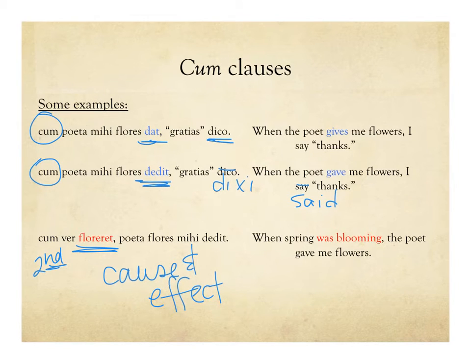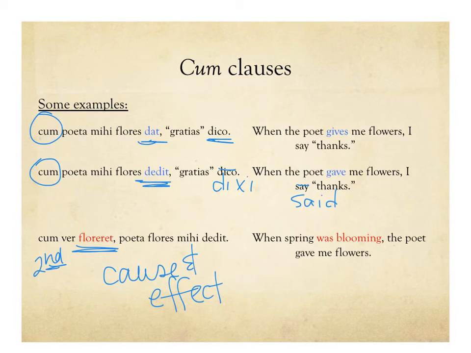Again, if you just looked at this sentence, is it possible that this could be a causal clause or a concessive clause? Although spring was blooming, the poet gave me flowers. Well, that's a possible translation, but it doesn't make much sense. Since spring was blooming, the poet gave me flowers. That's certainly possible. When spring was blooming, the poet gave me flowers. Also possible. So you have to sort of work it out and see what would make the most sense. And obviously, we're doing our best to translate from one language into another. And so sometimes there are different possibilities. And of course, as always, context will help you.